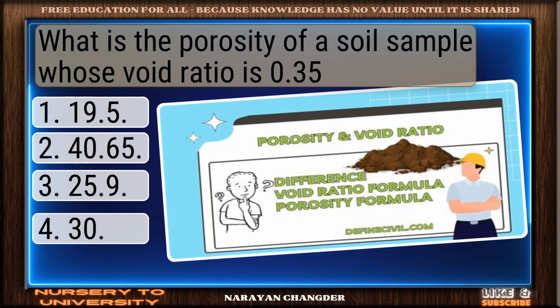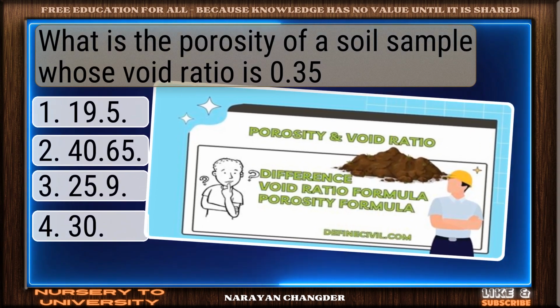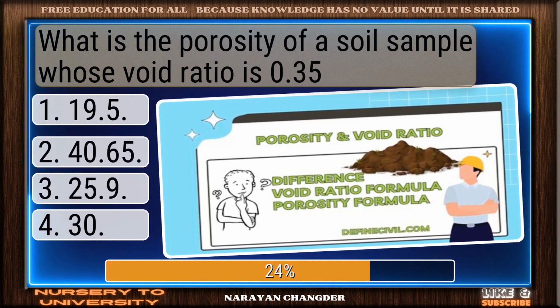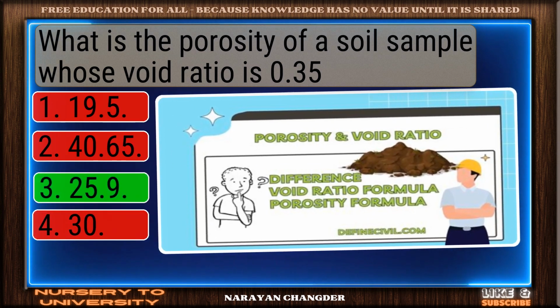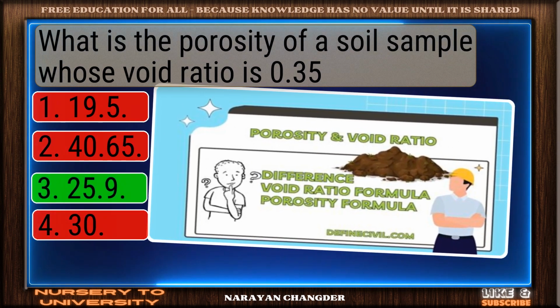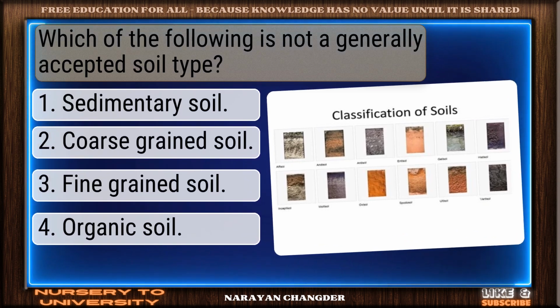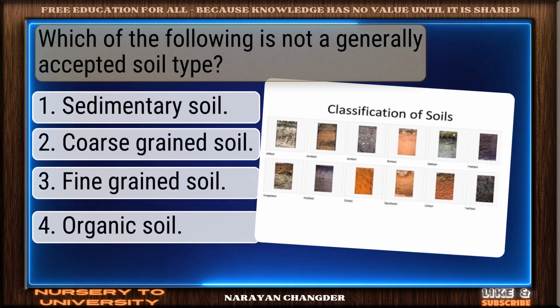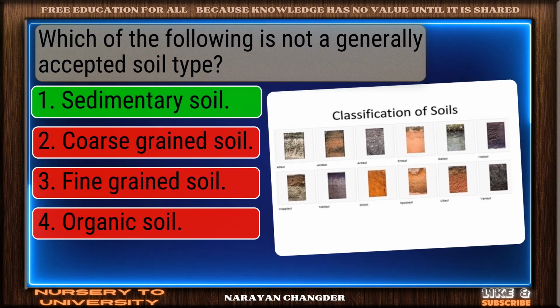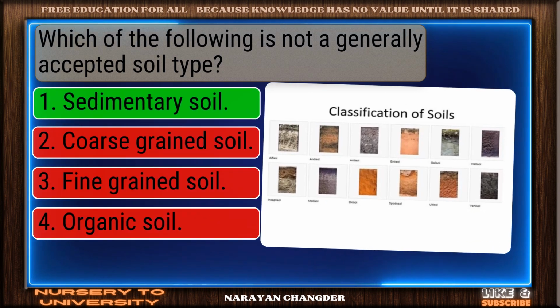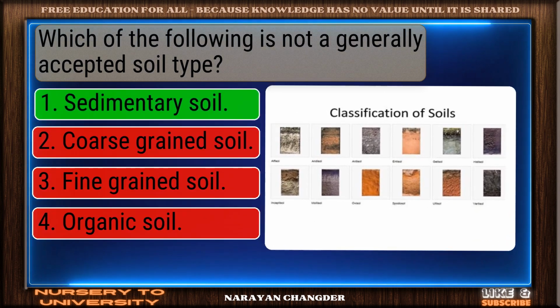What is the porosity of a soil sample whose void ratio is 0.35? You're right. 25.9 is the correct answer. Which of the following is not a generally accepted soil type? You chose sedimentary soil, and it is correct.